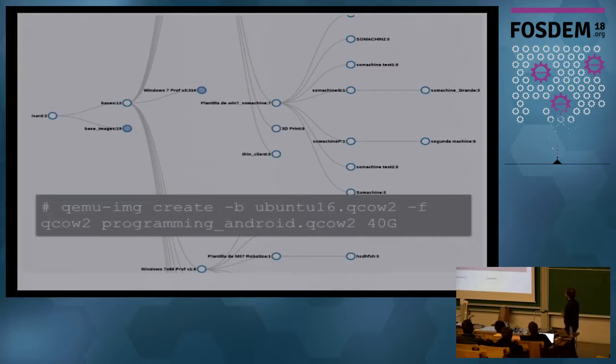This is a view from IsardVDI where we can see the hierarchy tree of the disks, how they are growing. What we use is a chain of disks. With QEMU image, you can derive a disk from one disk, and you can continue and so on.